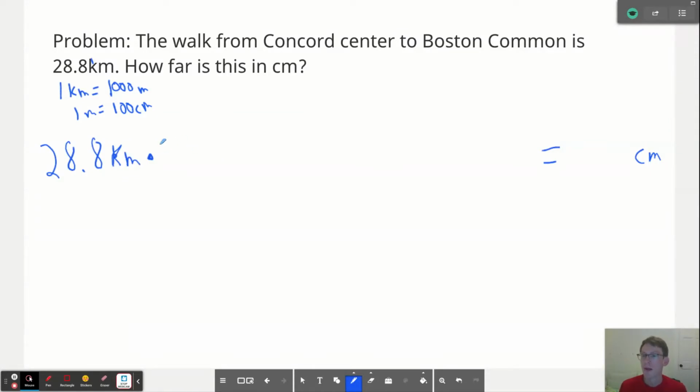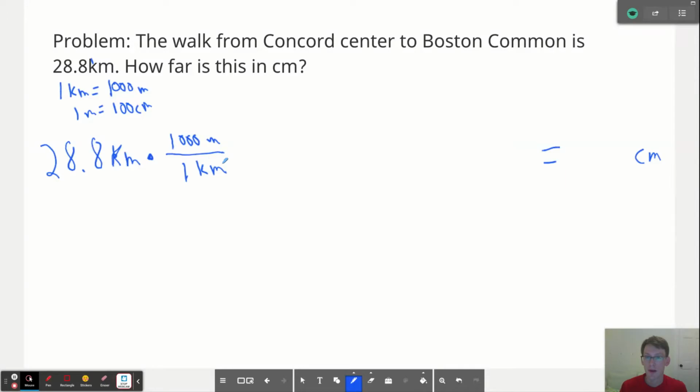Cent, 100, right? So 28.8 kilometers, and I'm going to multiply it by this first conversion factor, turned into a fraction: times 1,000 meters for every 1 kilometer. It's important that you get this right, that the meters are on top and the kilometers are on the bottom, for two reasons. First of all, the numbers work out. You have more meters than kilometers. A meter is small, so there should be more meters per kilometer.